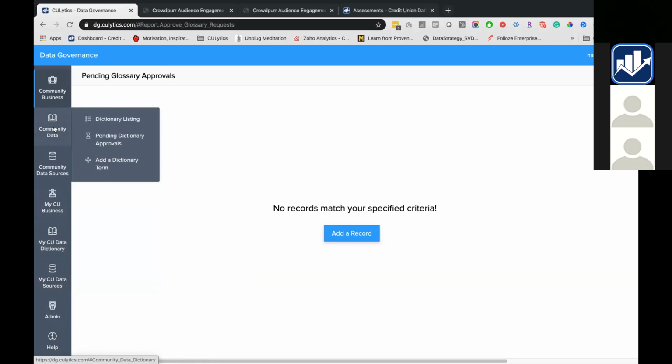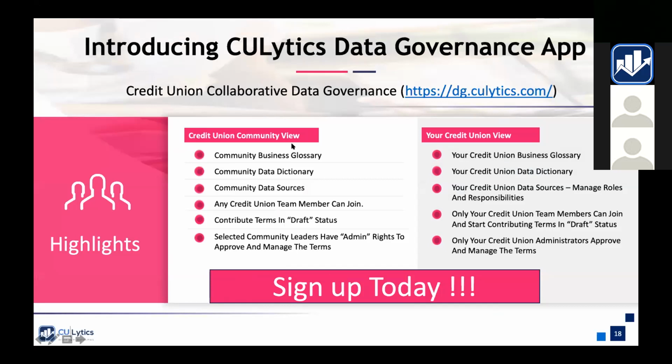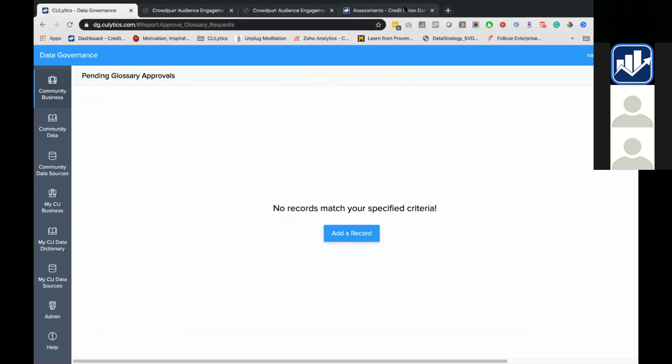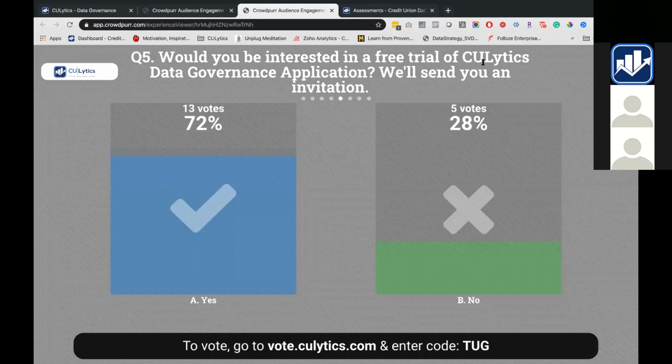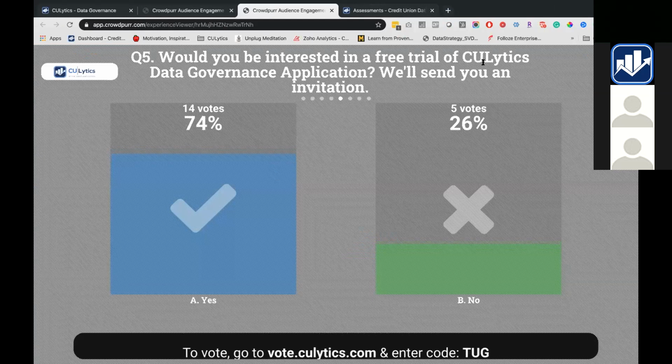So this application has been created to help you get started on your data governance program. It is not in any way or form going to be an alternative to some of the more advanced metadata discovery and data governance applications, but we see this as an application that can help you get started on the right path. So as I said, you can sign up today, and there is a poll going on as we speak. Would you be interested in a free trial for this data governance application? If yes, please let us know, and we will send you an invitation to this application.